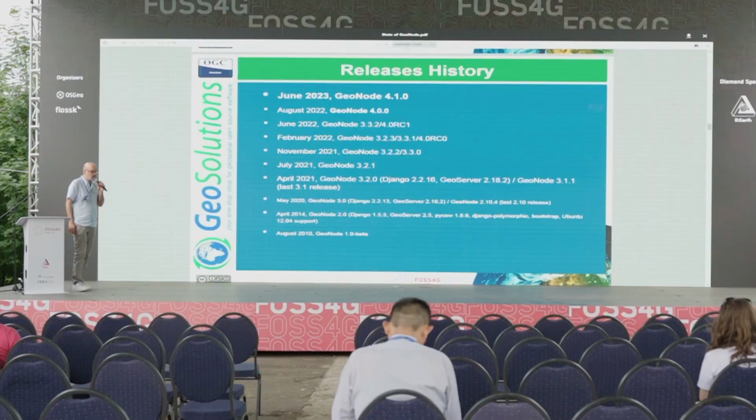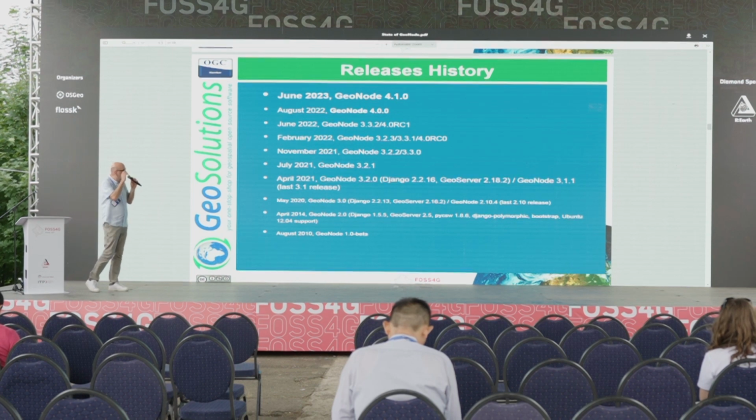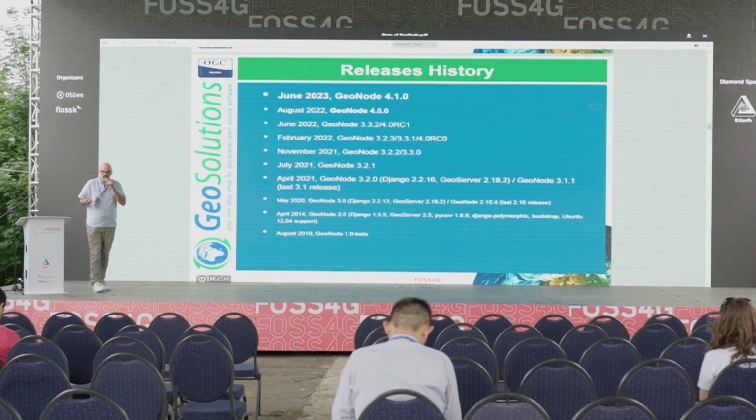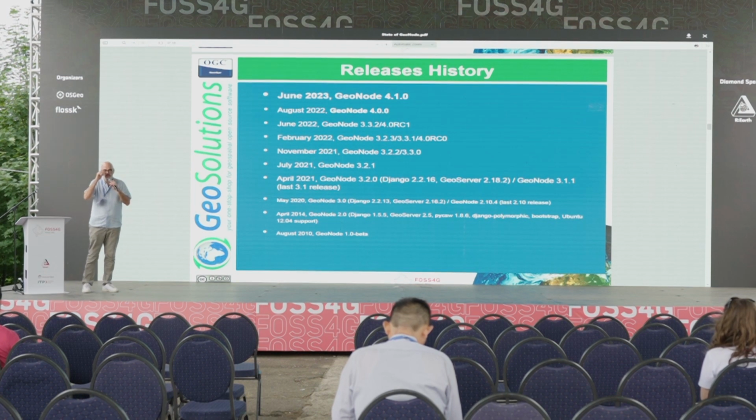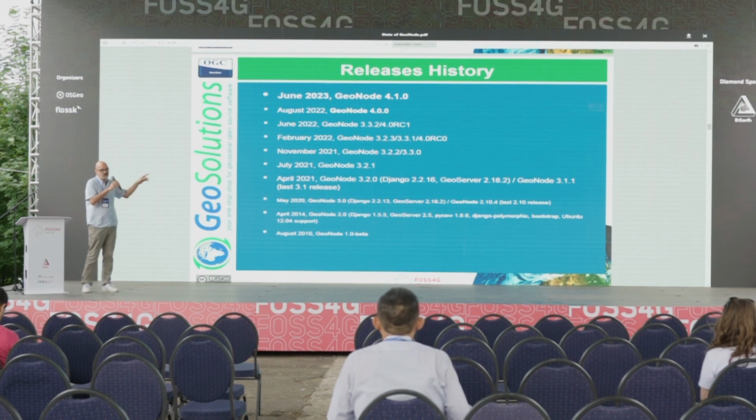Now we are at version 4.1.0. It was released a few weeks ago. The first version of GeoNode 4 was a big refactoring of GeoNode, where we completely rewrote some services, the REST API, and the front-end application. It was done in August, so it was for the FOSS4G last year in Florence. We presented the new version. Now we are at 4.1.0, and this presentation is focused on what we did this year.